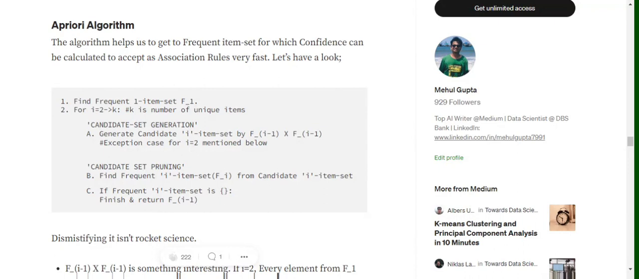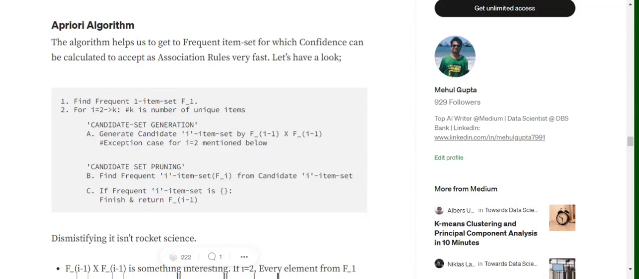Now for iteration, next we would be going for a for loop that goes from 2 to k, where k is the total number of unique items. So if we have 5 unique items, the algorithm goes from i equals 2 to 5. So it would go to i equals 2, i equals 3, i equals 4, i equals 5. Now eventually this includes two steps.